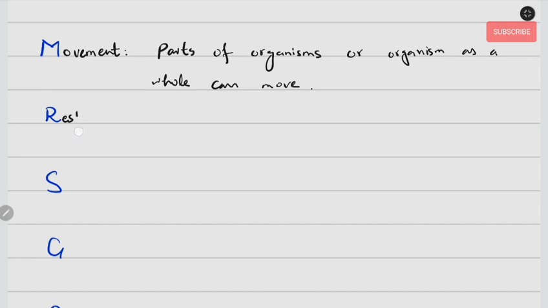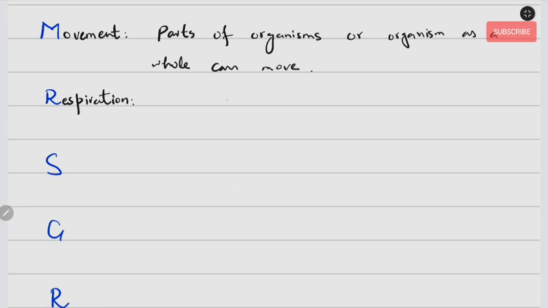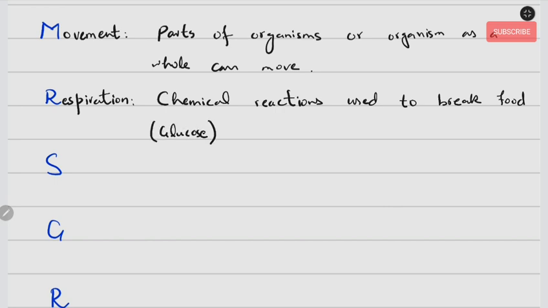Right. Then comes the respiration. Now, there are different levels of respiration. What we are talking about is the chemical reaction used to break food, which in this case is usually glucose, to get energy. All right, to get energy for different reactions in the cell called metabolism. In the cell, right? All the reactions taking place inside the cell are collectively called metabolism.